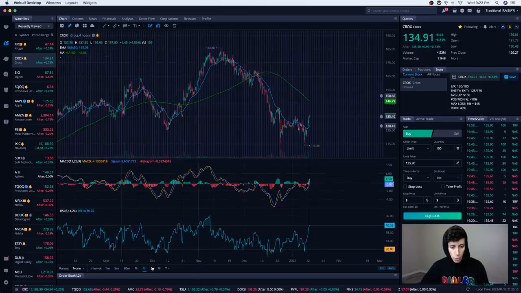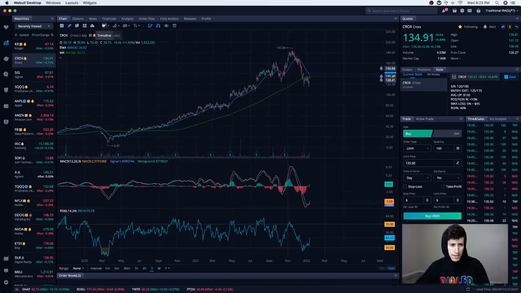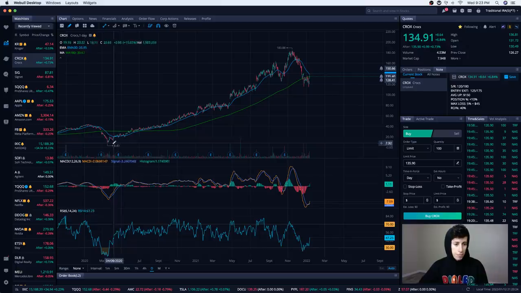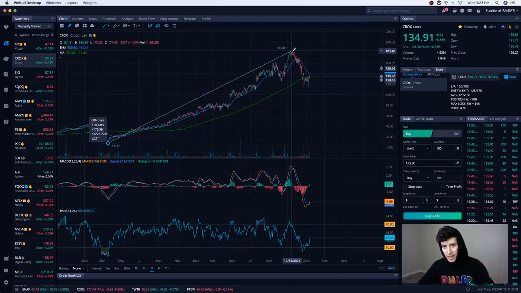So when asking the question, what am I expecting Crocs to do? Again, you might be asking, why am I looking at Crocs out of all companies out there? Not a lot of people talked about Crocs, but when it was trading at $8.40 at the overall lows of the pandemic, and then it hit highs of 183, look at that.